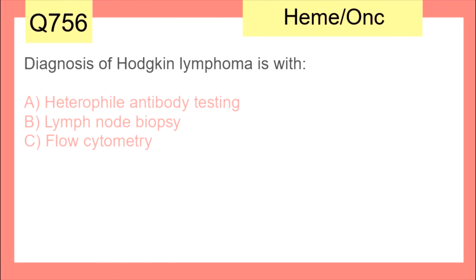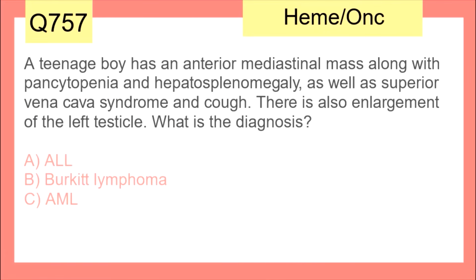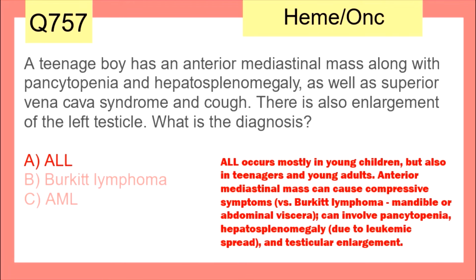756, diagnosis of Hodgkin lymphoma is, as we mentioned before, with lymph node biopsy, not a needle biopsy. We do excisional biopsy. 757, a teenage boy has an anterior mediastinal mass along with pancytopenia and hepatomegaly, as well as superior vena cava syndrome and cough. So if a teenage boy has an anterior mediastinal mass, it's likely a lymphoma. Which one shows up in kids? Well, that's ALL, and that affects the testicles.